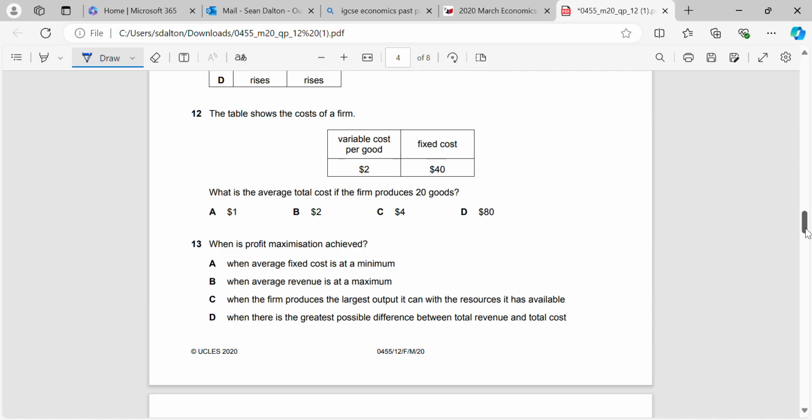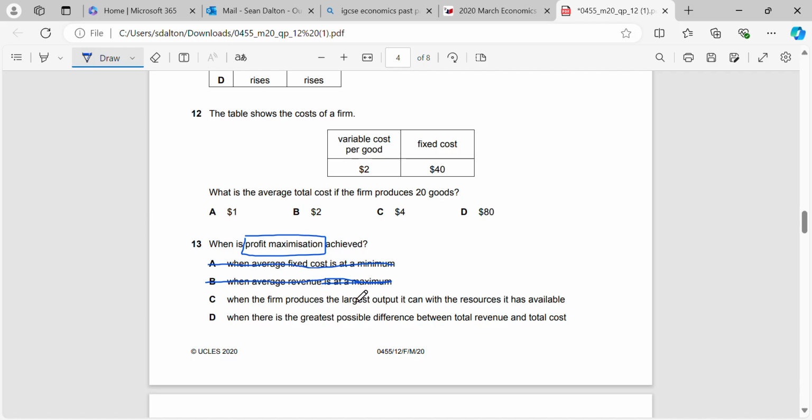Okay, question 13. When is profit maximization achieved? So, profit maximization is very simple. It means when are we making the most profit? When our average fixed cost is at a minimum, that's not profit maximization because we don't know how much we're making or how much we're selling. We only know our average fixed cost is low. When average revenue is at a maximum, that's also not going to allow for profit maximization because our costs might be very high.